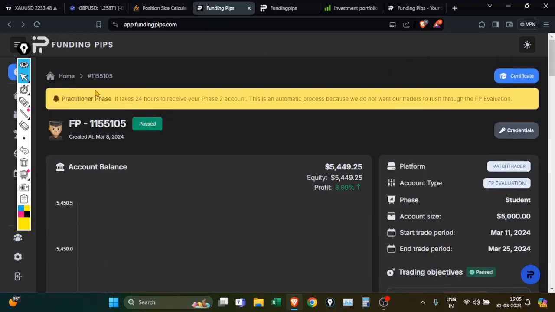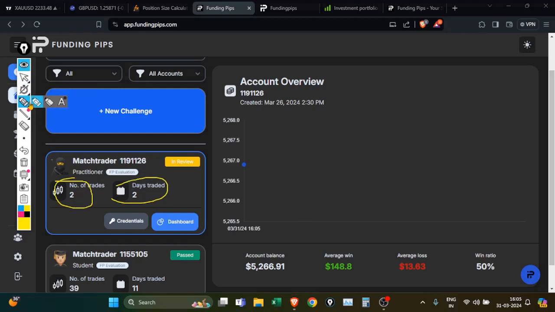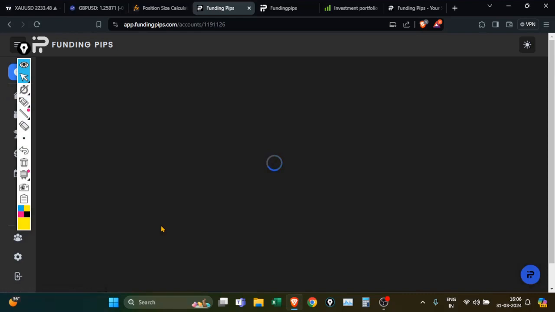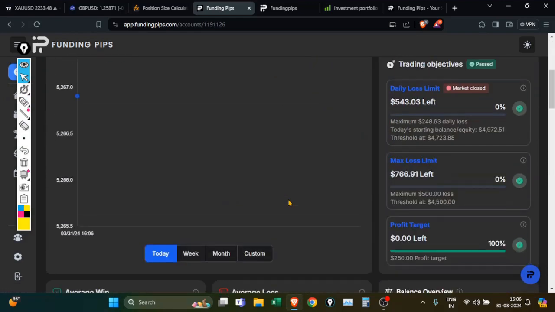So now let me show you the practitioner phase. So in practitioner phase I only took 2 trades to complete it, and only 2 days also. So let me show you that also. So when you go to the dashboard, here you can see all the details.